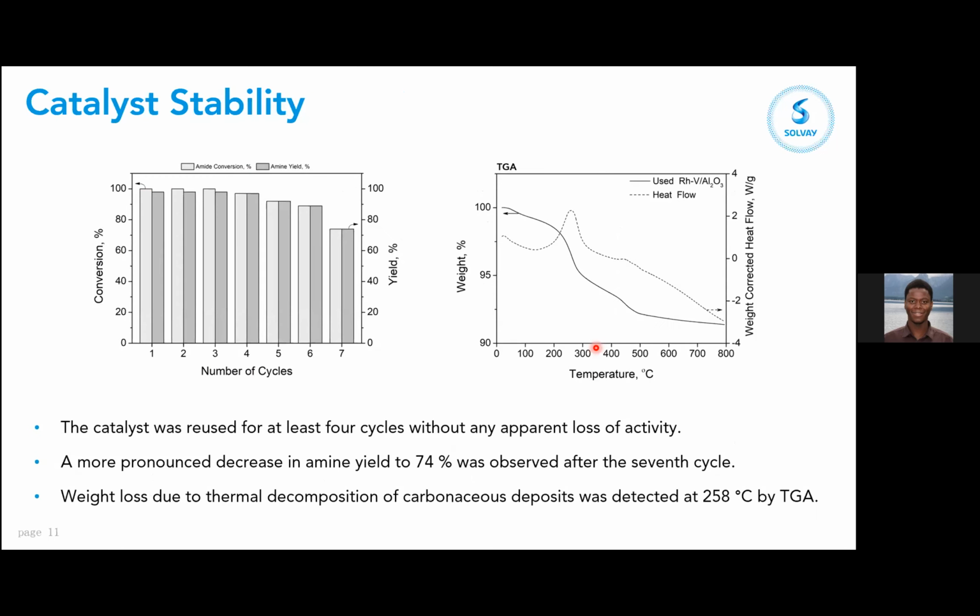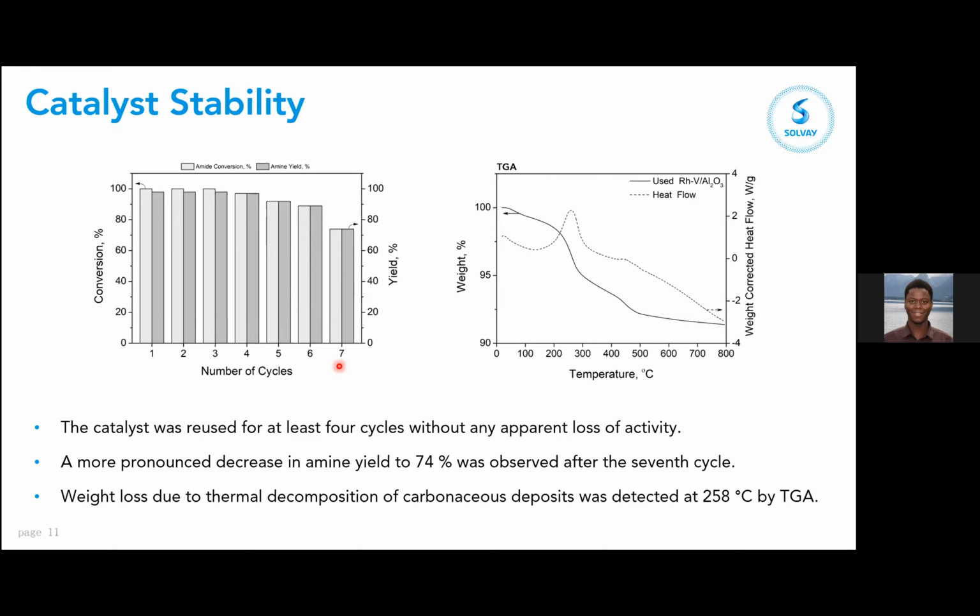And on the next part about the catalyst stability, the catalyst was used for 7 cycles. Within the first 4 cycles, there was no apparent loss of catalytic activity, and at these conditions, the catalyst was just recycled without any pre-treatment. However, after the 4th cycle, we start to see a progressive decrease in the activity. And after the 7th cycle, the overall yield reduced to 74%.